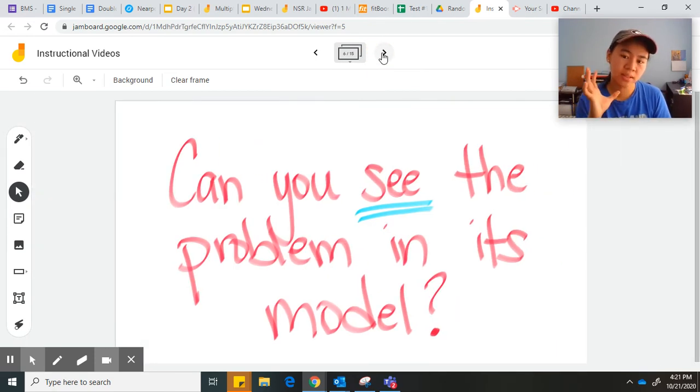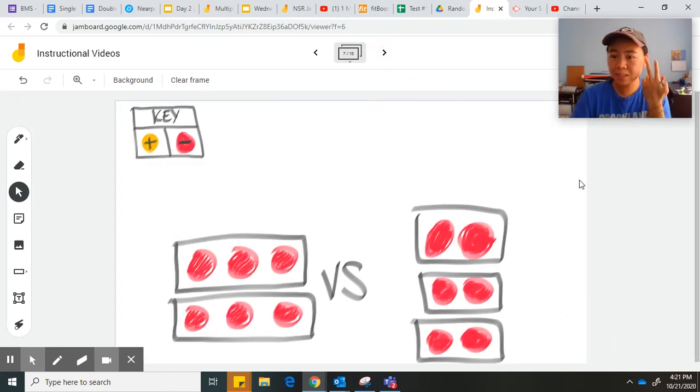Alrighty, so an important thing is, can you see the problem in your model? I know a lot of you can tell me what 3 times 4 is, you can tell me what 5 times 3 is, you can tell me the answers. But one of your expectations for this year is, can you match the problem to the model? And if I gave you a model, could you tell me what the problem was, right? So can you see the problem in the model? If you cannot see the problem in your model, then that means you're modeling a different problem, okay?